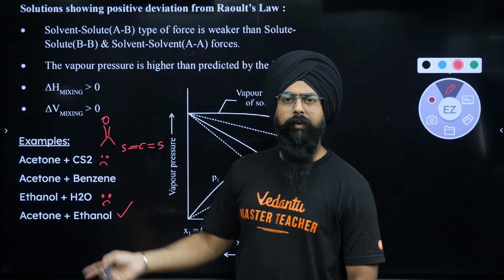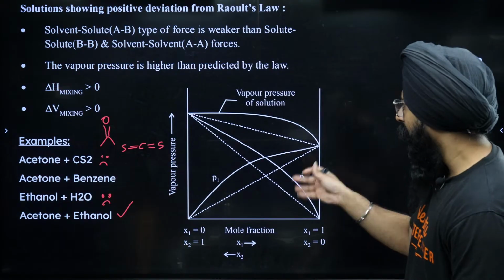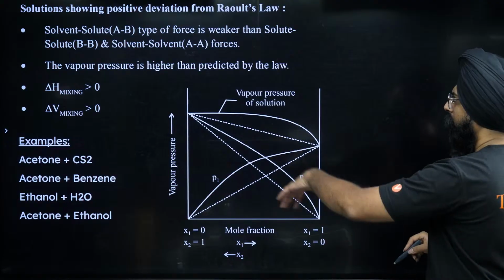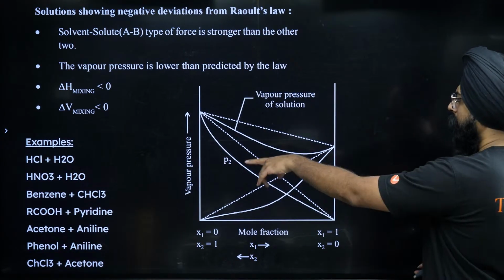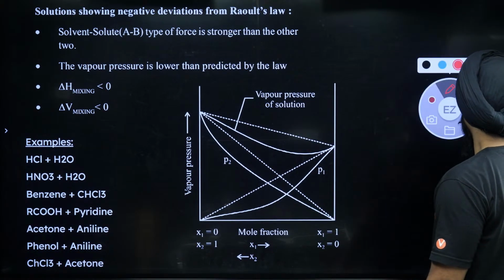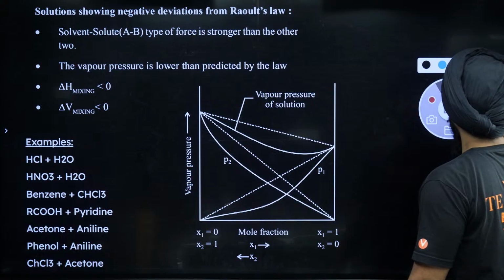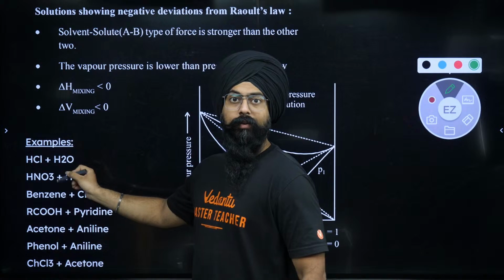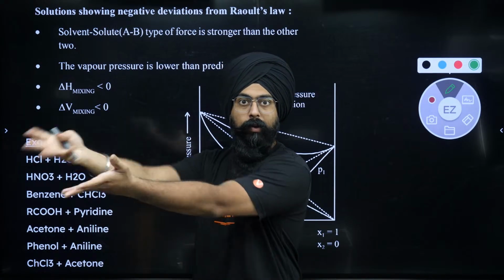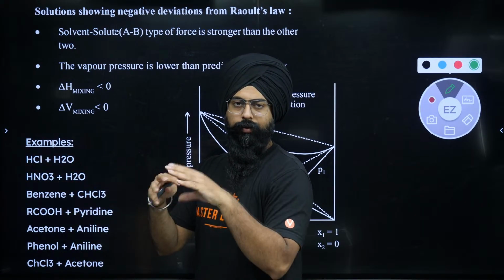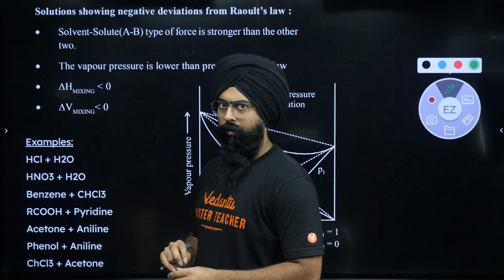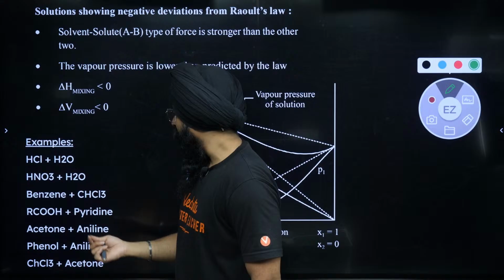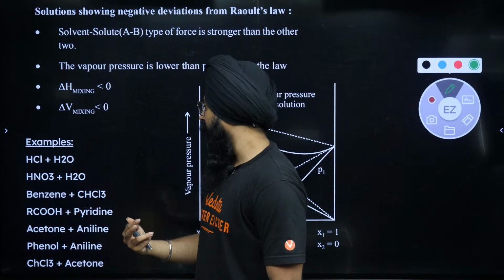In case you want to keep these examples with you, you can, and they will be asked in your board examination, JEE examinations also. So these are some examples of positive deviation and these are some examples of negative deviation. In all these cases, they like each other. They are attracted towards each other. Acid plus water, they quickly do a chemical reaction. Chloride will become solvated by water. So acid plus water, or base plus water also will give you negative deviation.